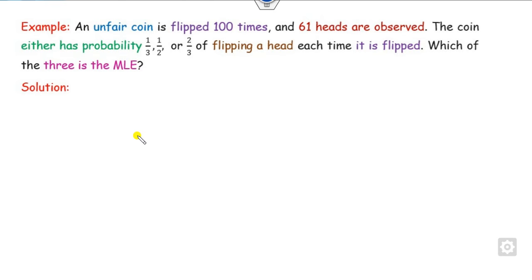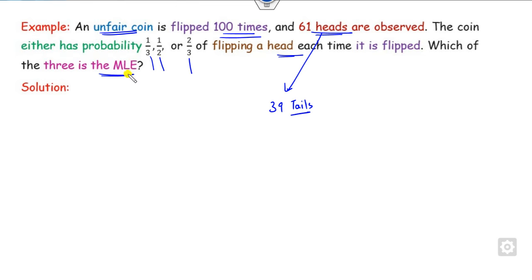For example, how can you find the maximum likelihood estimate? Say an unfair coin is flipped 100 times and 61 heads occur. What is the meaning of that? 39 times tails occur. The coin has probability 1/3, 1/2 or 2/3 of flipping heads. Which of the following is the maximum likelihood estimator?